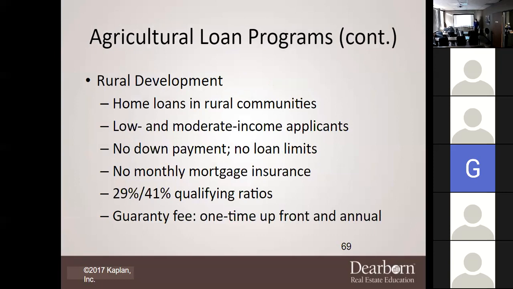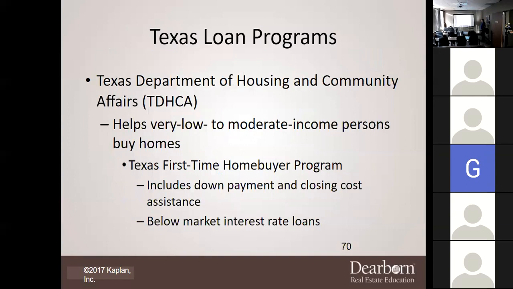Okay. They also do have rural development loans. And these are for home loans in rural communities. Oftentimes, these individuals are low or moderate income applicants. There is no down payment and no loan limits. There is no monthly mortgage insurance, no PMI or MIP. And oftentimes, the qualifying ratios are 29% over 41%. And there is a guarantee fee of a one-time upfront and annual fee that can be provided.